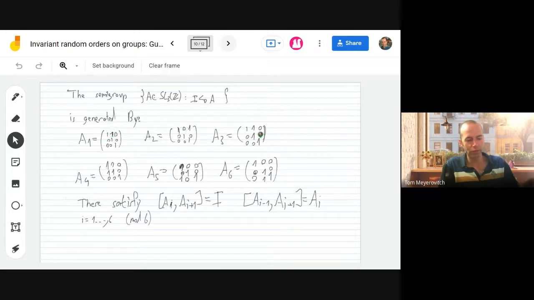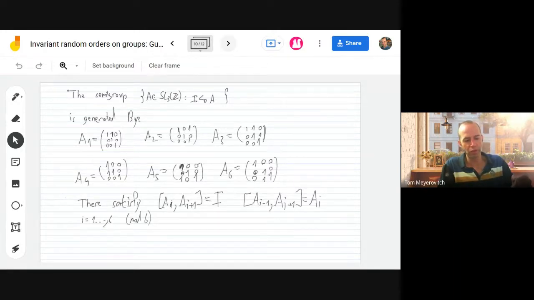There are 9 entries in 3x3 matrices. 3 of them are the diagonal. I will force them to be 1. And there are 6 options for off-diagonal settings, so I'm ordering them in a particular order, going like this, right? And these generate SL3Z.